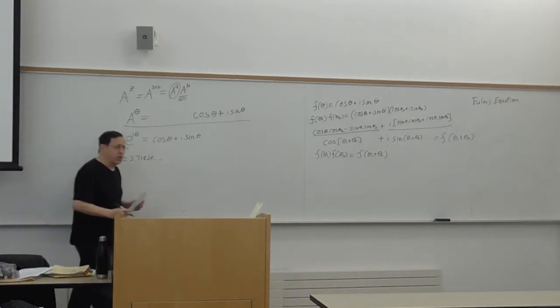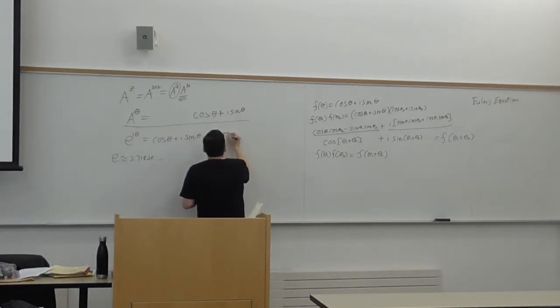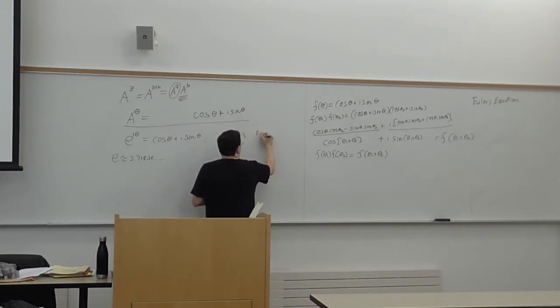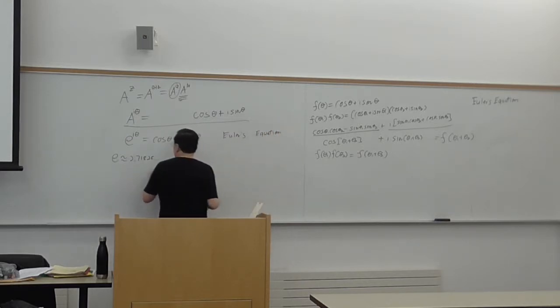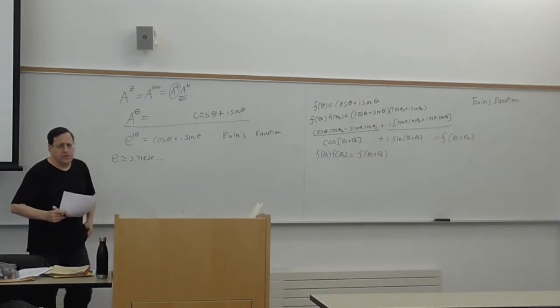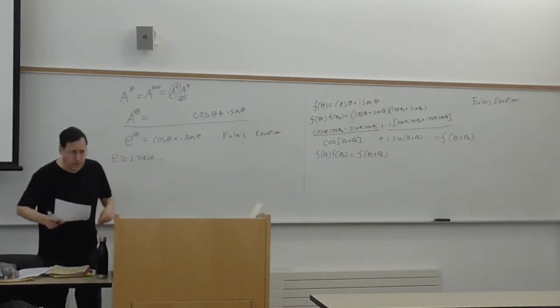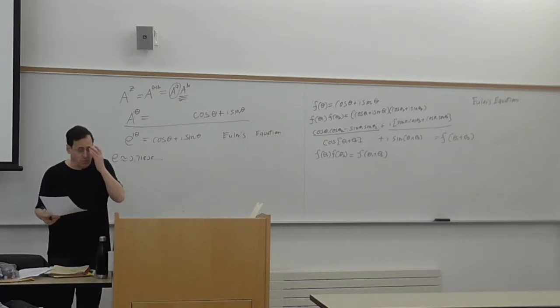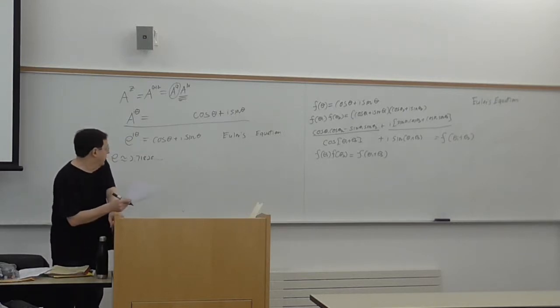This is called Euler's formula, or Euler's equation. Like the constant e, it's named after a famous mathematician, Leonhard Euler, who lived in the 1700s. And this is his famous equation.